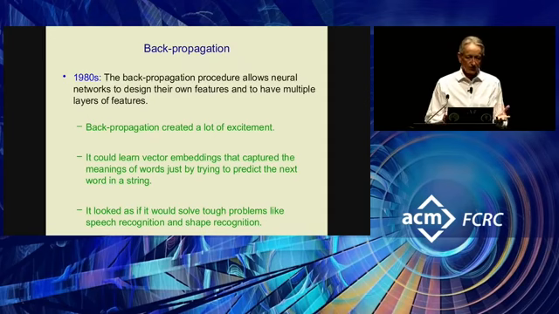It allowed neural networks, for example, to convert words into vectors that represented the meanings of the words, and they could do that just by trying to predict the next word. And it looked as if it might be able to solve tough problems like speech recognition and shape recognition. And indeed, it did do moderately well at speech recognition, and for some forms of shape recognition it did very well, like Yann LeCun's networks that read handwriting.